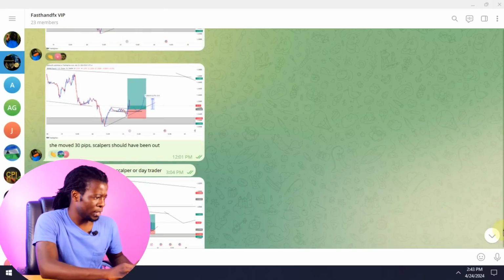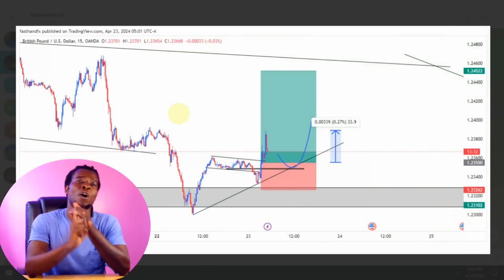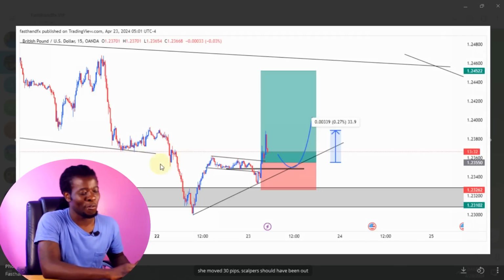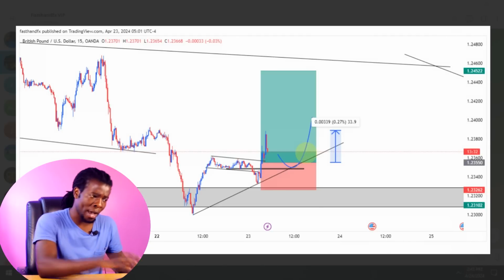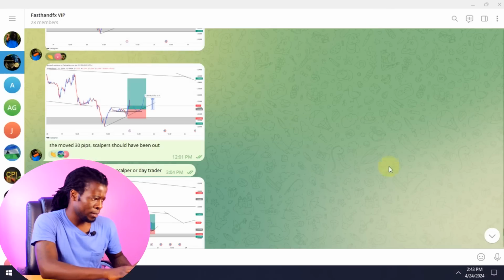Right there. So this is when I was talking about scalping, guys. Remember my strategy. I care about the scalpers. I also cater for day traders and also swing traders. So now this is when the market moved 30 pips, and I said she moved 30 pips. If you're a scalper, you should be out. Don't hold.